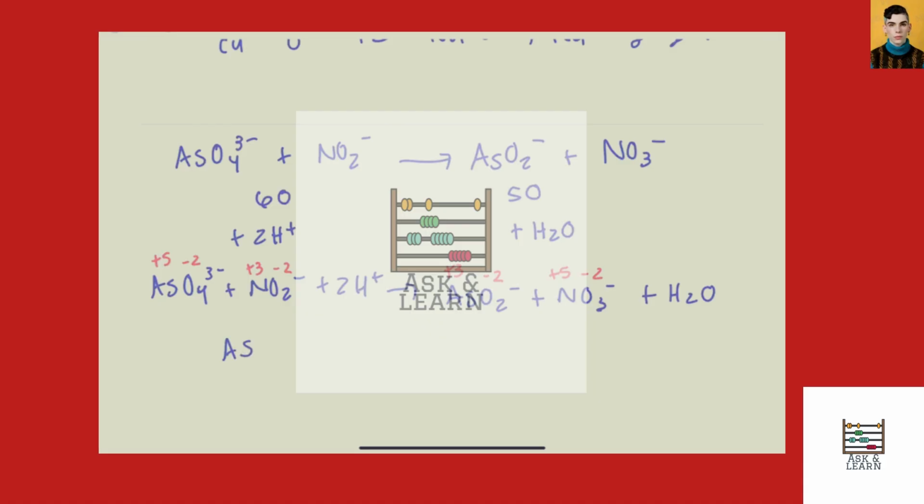So we have As going from +5 to +3, and nitrogen going from +3 to +5. So we have some gaining of electrons here, which means that it is the oxidizing agent, and losing electrons, making it the reducing agent.